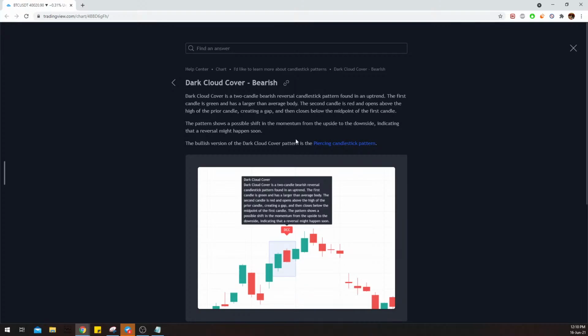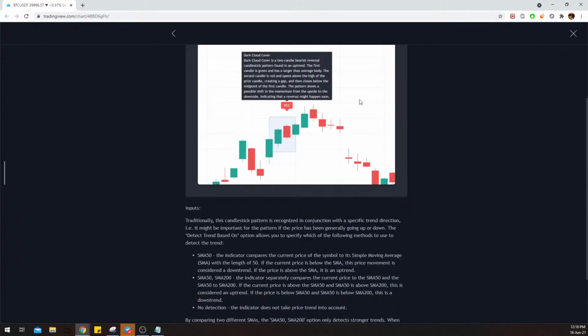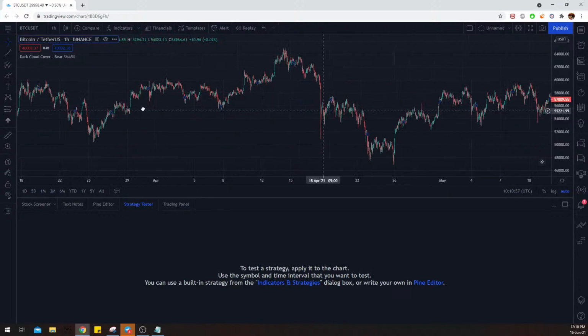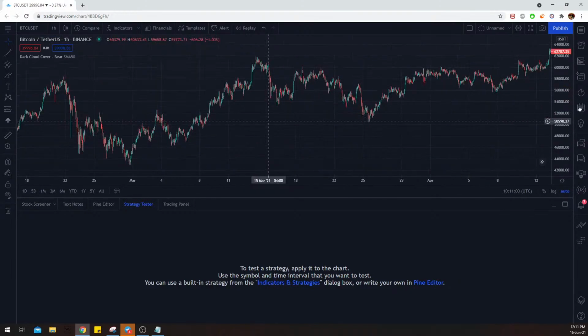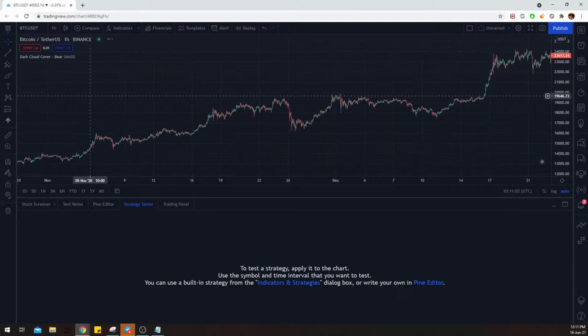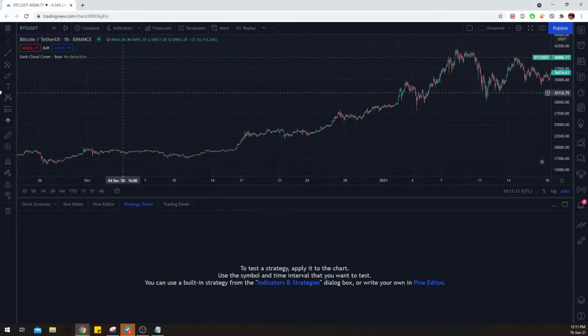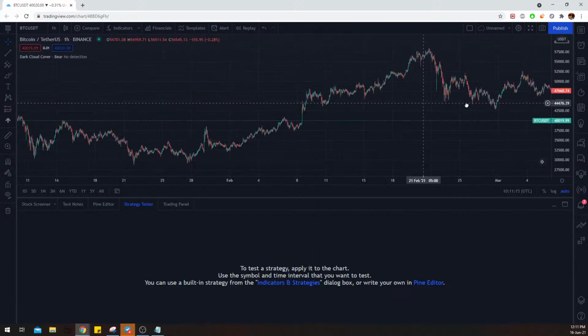And then of course it's going to close in the midpoint of the first candle. So this one shows a possible shift in the momentum from the upside to the downside, indicating a reversal that might happen soon. And for example, here it happened. So let's look into it, and we can see that unfortunately we have nothing here. Might take a little bit to find them, but unfortunately we have none because it tends to be rarer. Even with no detection, we can see that we have nothing.